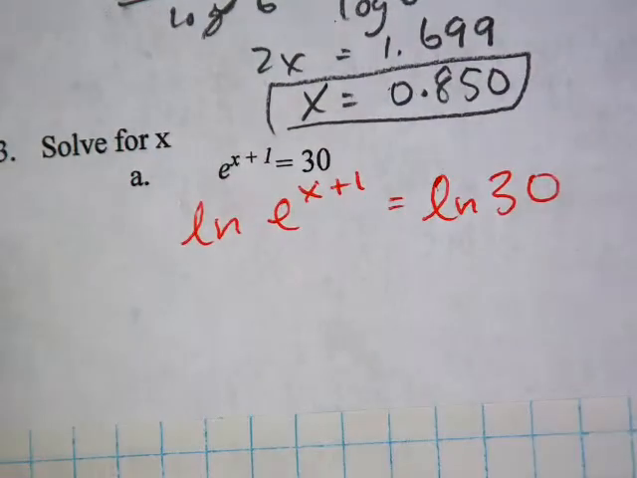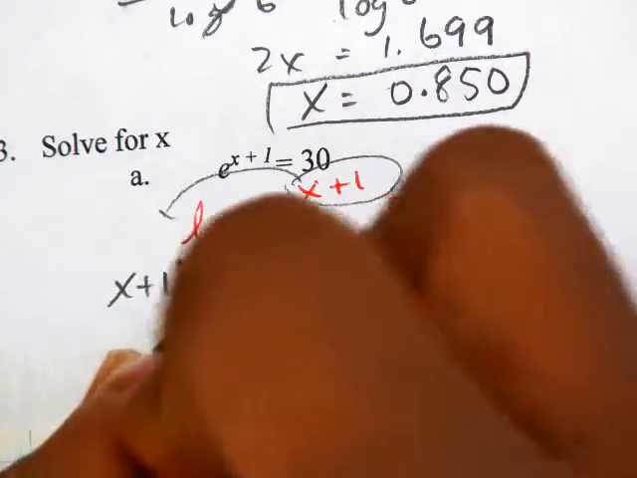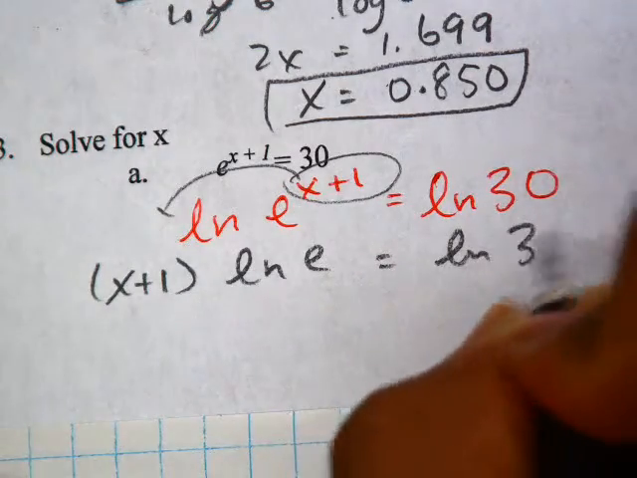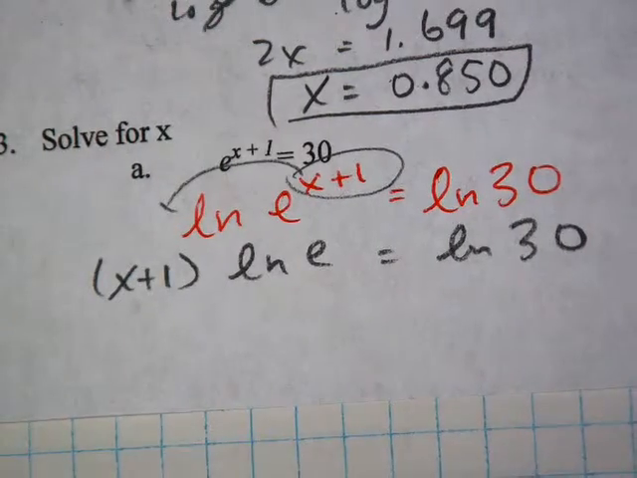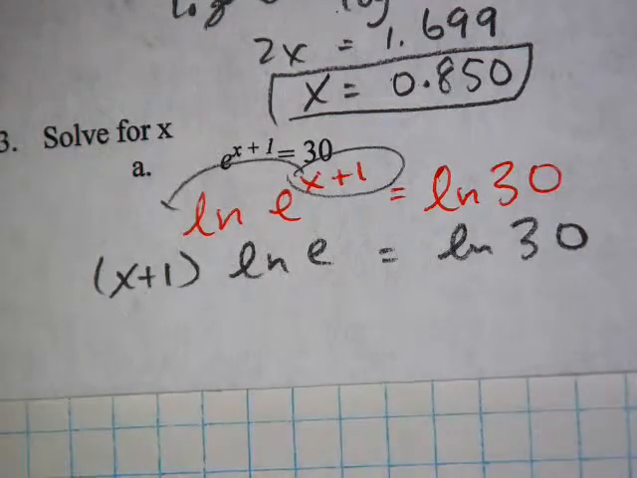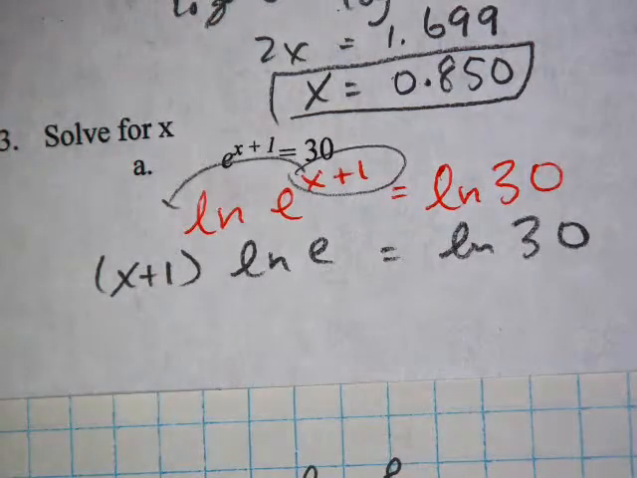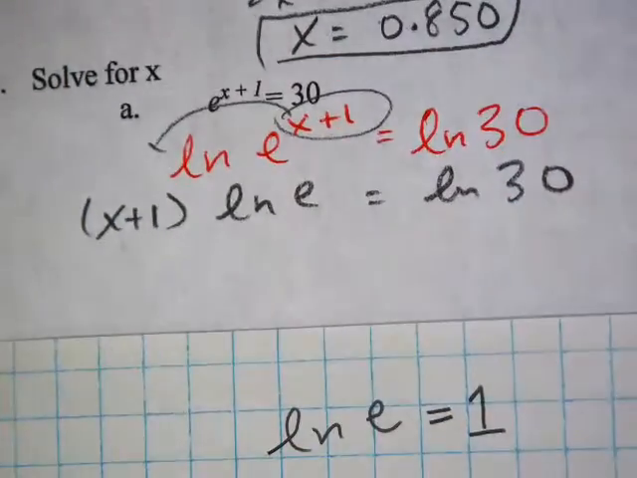What can I do with the x plus 1? Move it to the front, alright? Not yet. What's the natural log of e? Melvin, why does that equal 1? Because you said 1 right off the bat. Why does that equal 1?